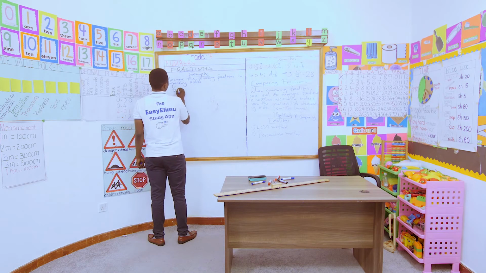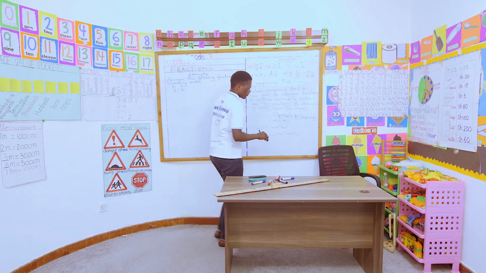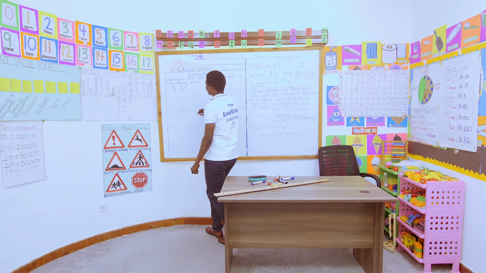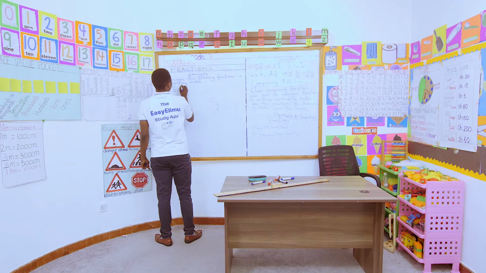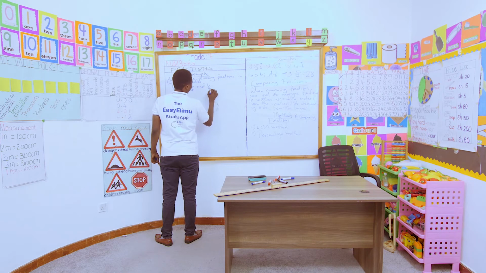1 over 2, 3 over 10, 1 over 2, 9 over 10, 3 over 5, and a quarter. So this is 9 over 10, 3 over 5, and 1 over 4.